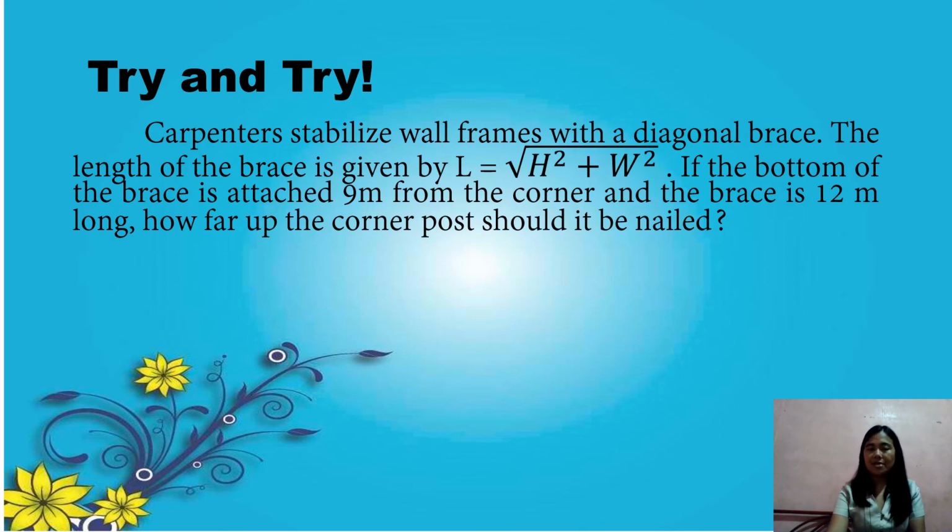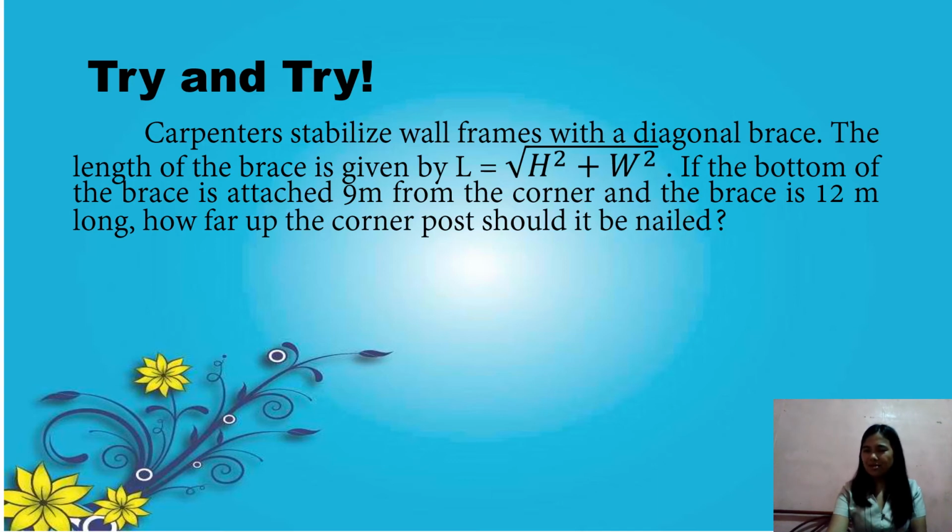So here's another one. Carpenters stabilize wall frames with a diagonal brace. The length of the brace is given by L equals the square root of h squared plus w squared. If the bottom of the brace is attached 9 meters from the corner and the brace is 12 meters long, how far up the corner post should it be nailed? Okay, can you visualize the problem?